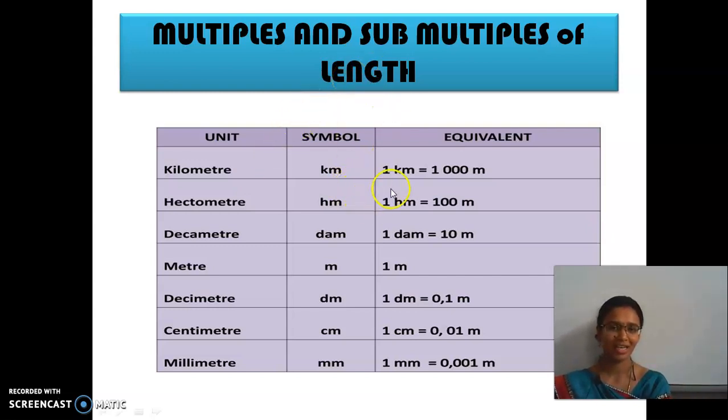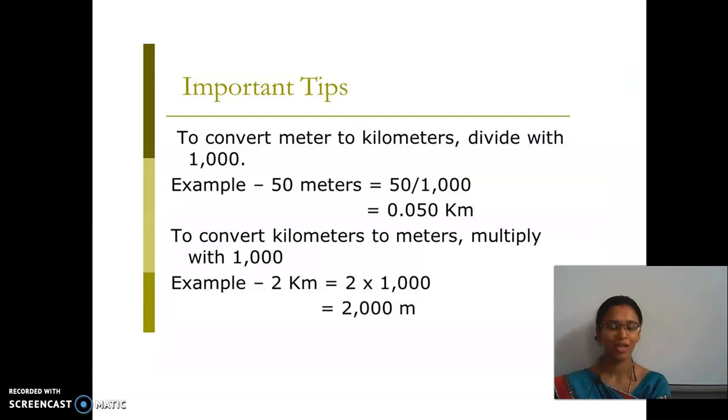The important thing here is 1 kilometer is equal to 1000 meters. So try to glance at this note daily. Then only you are able to keep that in your mind. This is the important point: to convert from meter to kilometer, smaller one to larger one, you divide. Kilometer to meter, larger one to smaller one, you multiply. Meter to kilometer divide, kilometer to meter multiply.